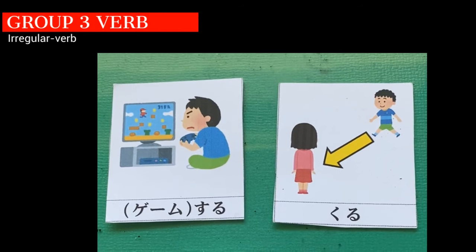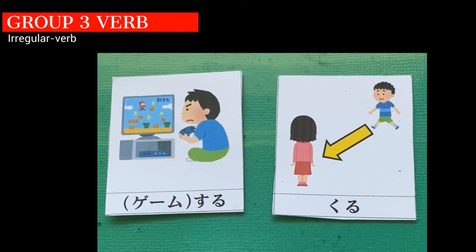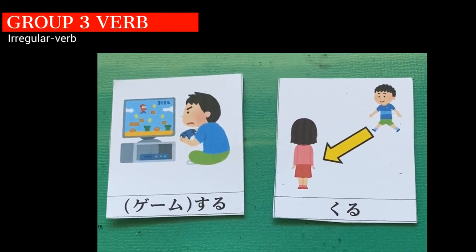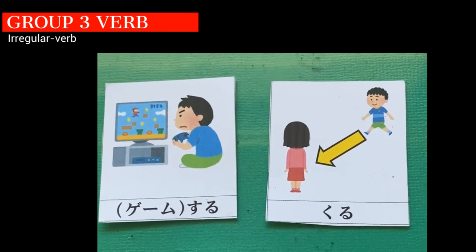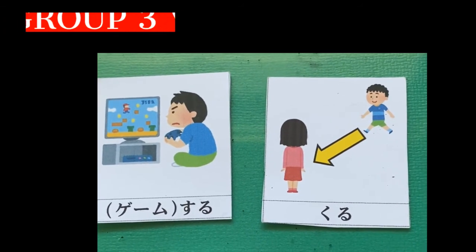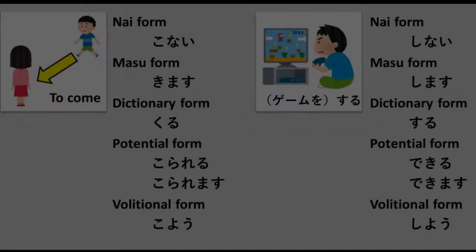These two verbs, suru verbs and kuru, to come, they are group 3 verbs, or you can say irregular verbs. So today's rule does not apply for those two verbs.